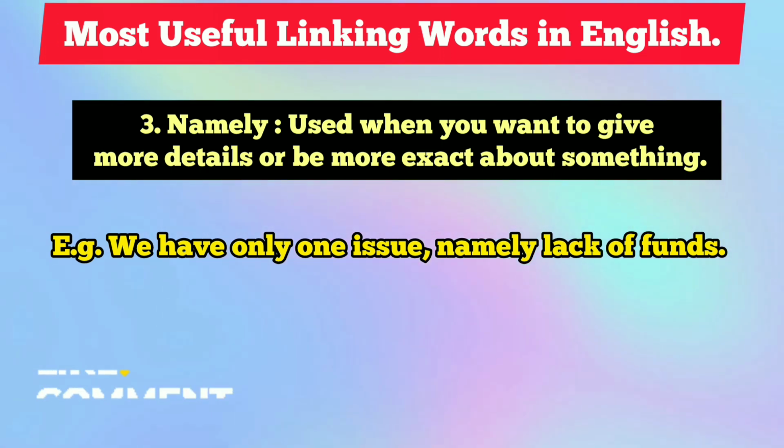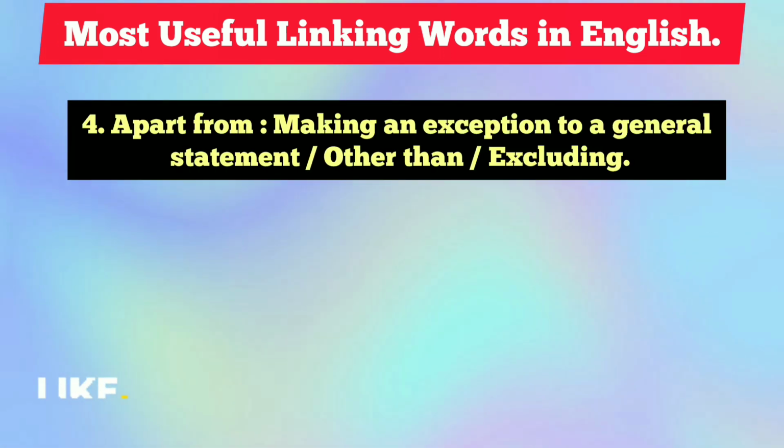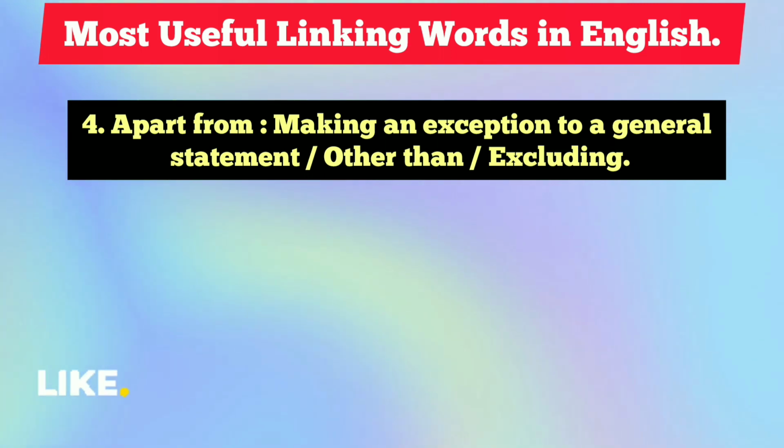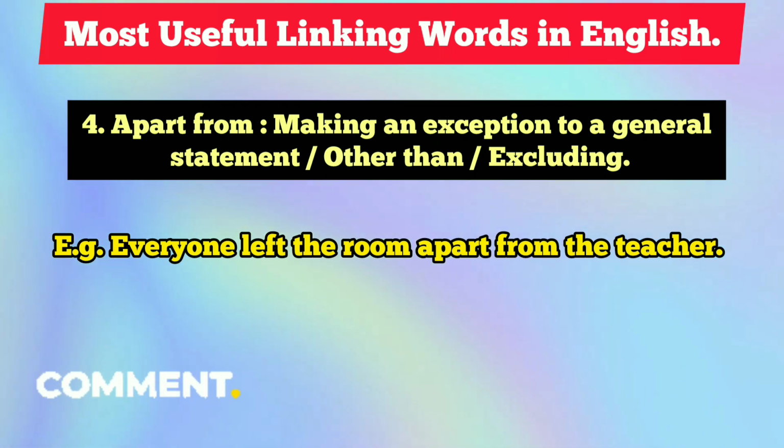So up next we will dive into the next one, that is number 4. Fourth one is apart from. Apart from means making an exception to a general statement, or you can say other than, excluding, and another one is besides. Apart from, that means you are saying excluding or other than or besides something, and making an exception to a general statement, we are adding something, so that's called apart from. Everyone left the room apart from the teacher. So I'm quite sure it's clear. That means excluding the teacher, everyone left, or other than the teacher.